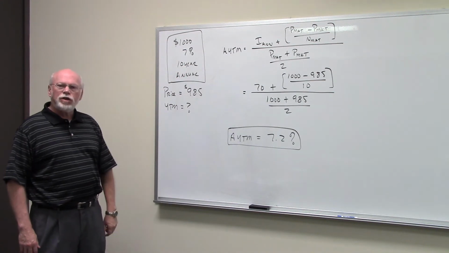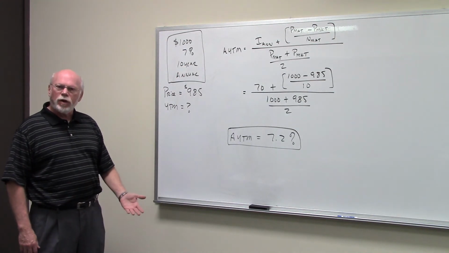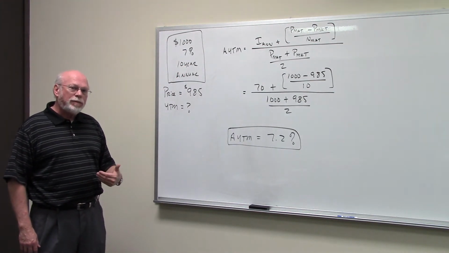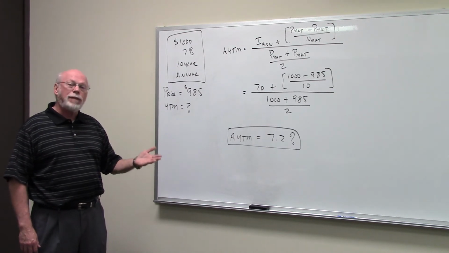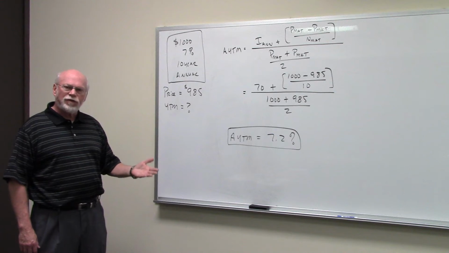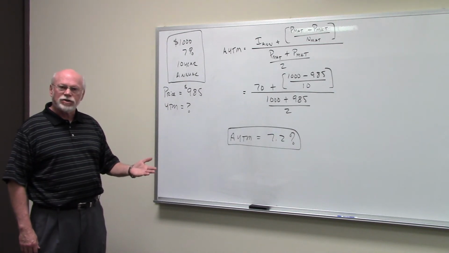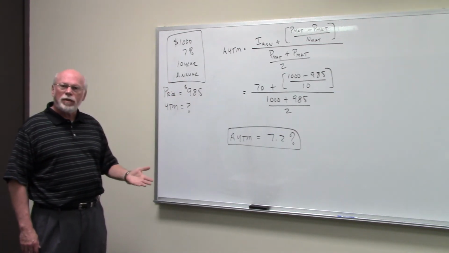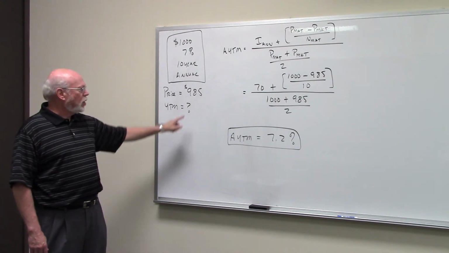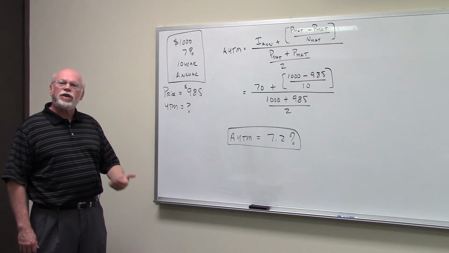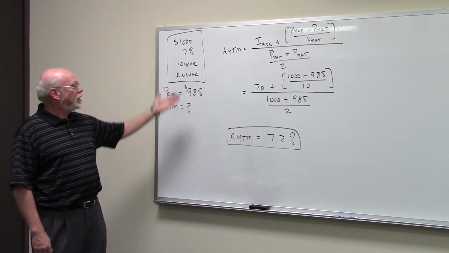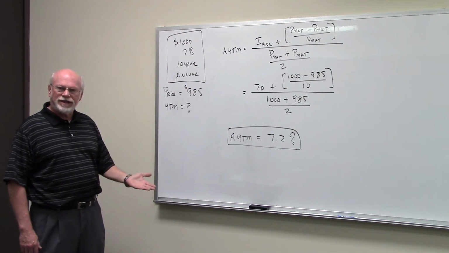And in the approximate yield to maturity formula, you'll see in the numerator, the annual interest the bond pays, plus the price of the bond at maturity. Remember, at maturity, all bonds sell for face value, so that's going to be $1,000. Minus the price of the bond in the market, and they tell us the price of the bond in the market is $985. Divided by the number of years to maturity, which again is 10 years in this case.